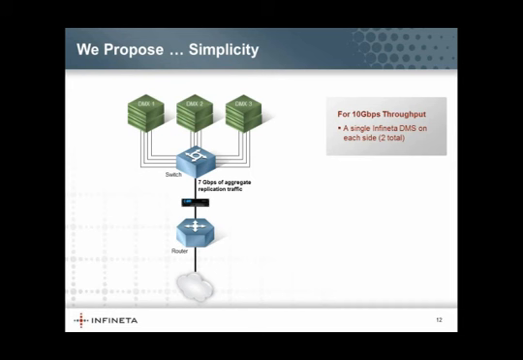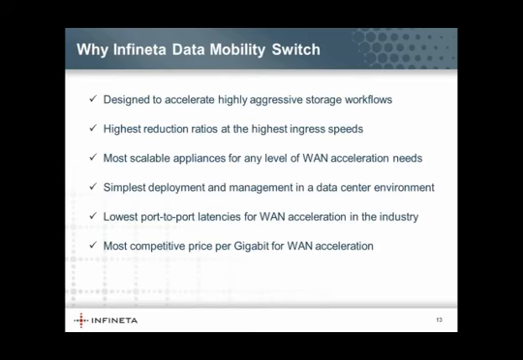So that being said, let me call out some of the things we talked about today. The capability switch has been designed to accelerate highly aggressive workflows. That's the goal. Any workflows running over the hyperscale WAN is what the DMS can accelerate, and accelerate very well at very high speeds. The reduction ratios that the DMS delivers are the highest at the highest ingress speeds. Regardless of speed, you will get the best reduction ratios with this product.